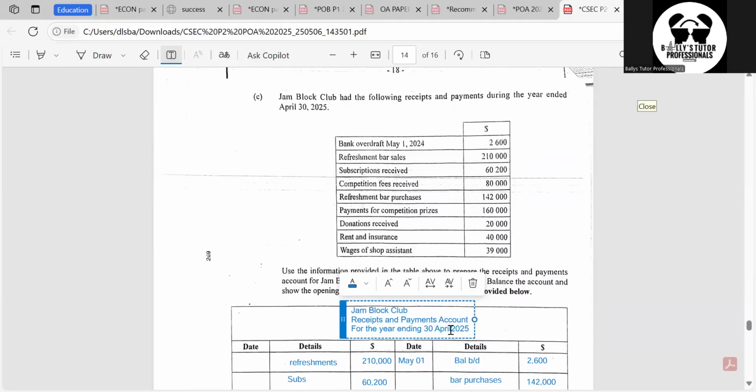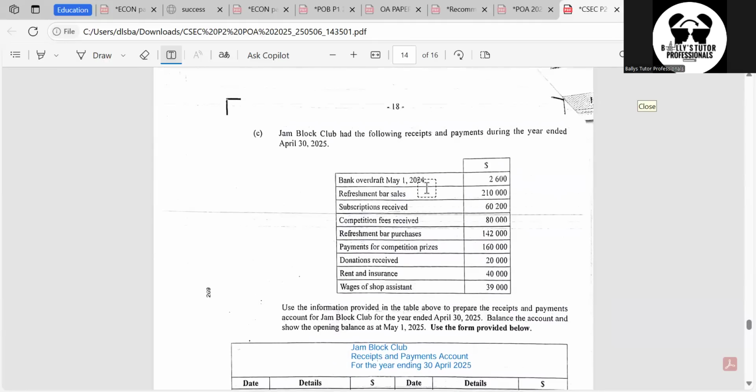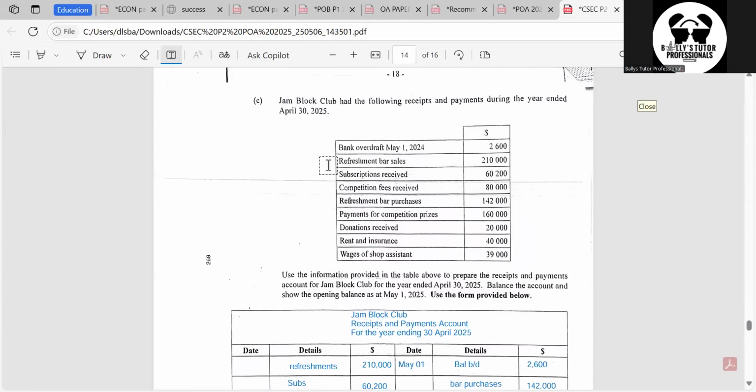It's pretty simple. Whenever you're getting money, it goes on the debit side. When you're spending money, it goes on the credit side. So you start off with your bank overdraft, and a bank overdraft will be a credit balance, as we know. So you put that on the credit side. If you're getting money, you record it under receipts. If you're spending money, you record it under payments, so receipts on this side and payments on the credit side.